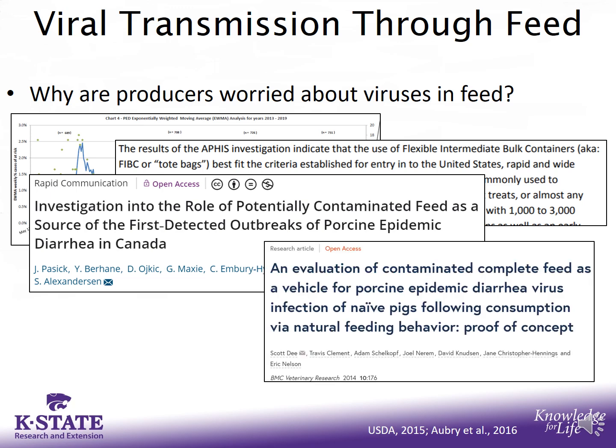Likewise, there was an evaluation of contaminated complete feed in the United States as a vehicle for porcine epidemic diarrhea virus infection of naive pigs following consumption through natural feeding behavior in a proof of concept. In this experiment, the researchers collected dust from the inside of feed bins in the United States that had been linked to infection on that farm. They then experimentally fed that to animals and did cause infectivity.